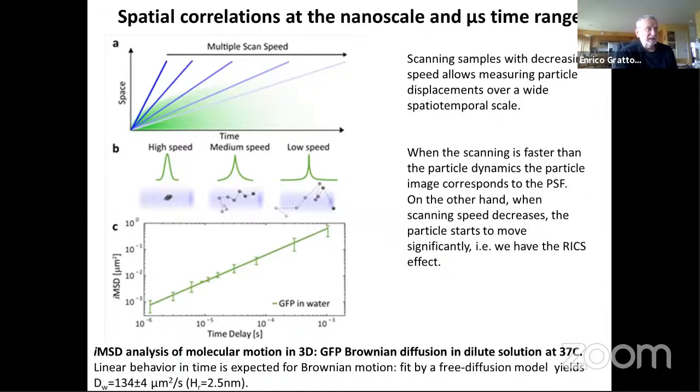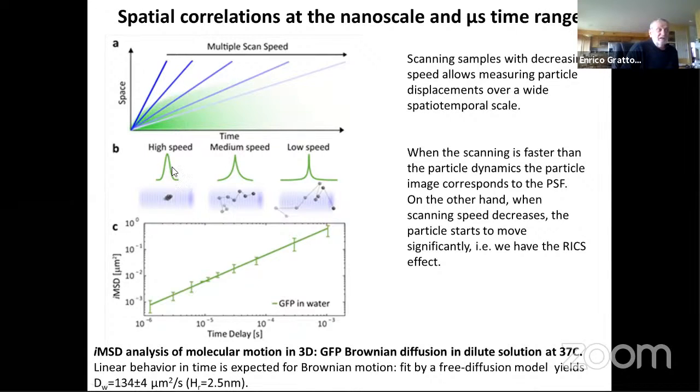Okay, now let's go to the important part I want to discuss here, which is this idea that you can do line scans faster and faster, and let us see what happens. Suppose you have a particle which is here, and then you scan over the particle. If the particle is not moving, you will see exactly a Gaussian, which will be the point spread function. It's really how the point spread function is passing over the particle, which is immobile.